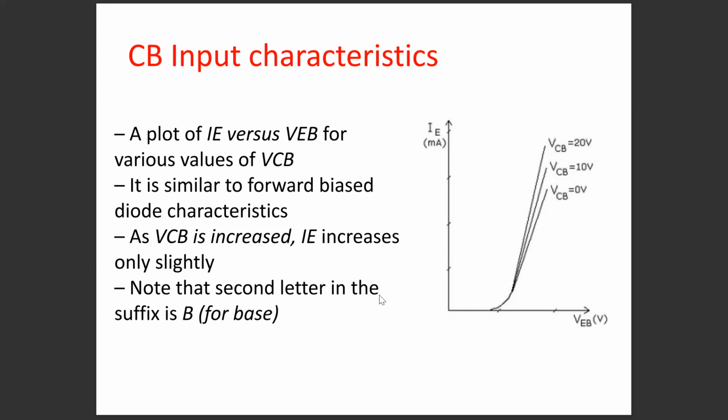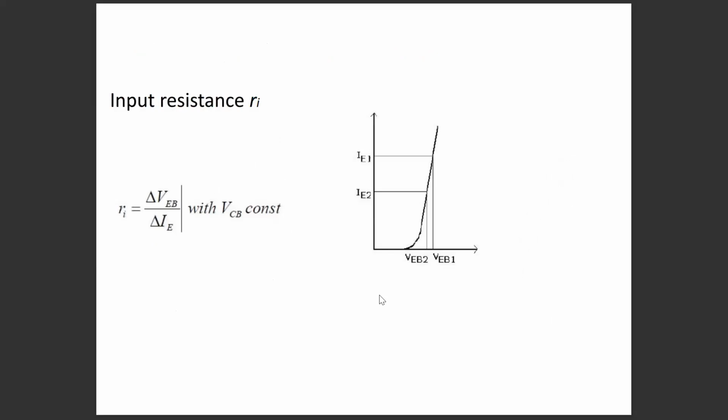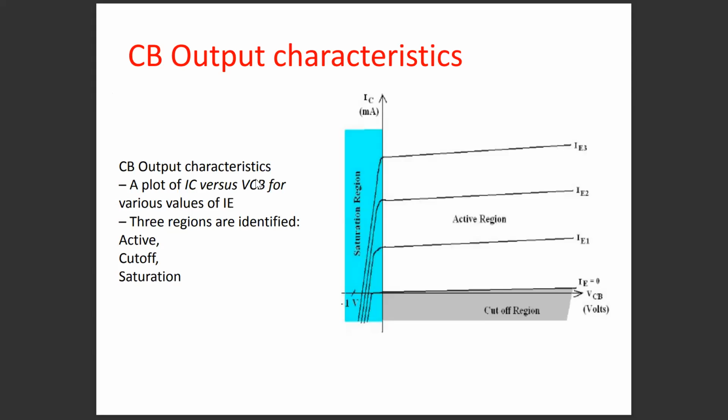From this input characteristics, we measure the input resistance, that is Ri. Input resistance Ri is nothing but the ratio of variation of input voltage to the input current with output voltage constant. This figure shows the output characteristics. The output characteristics is plotted between output current versus the output voltage at constant input current.